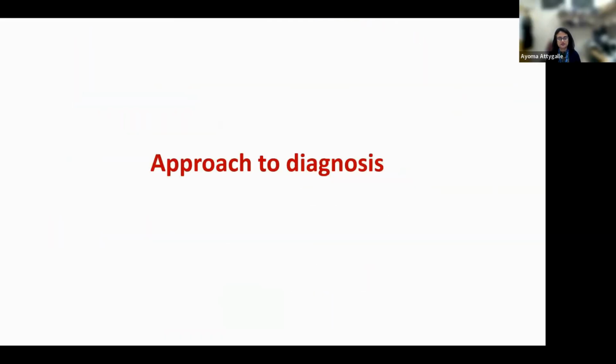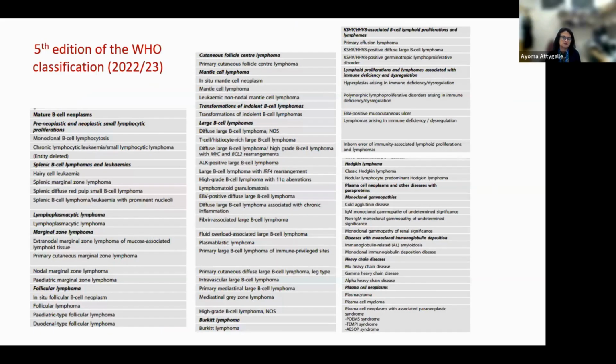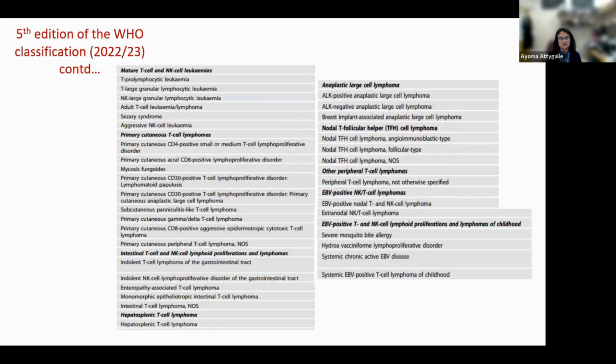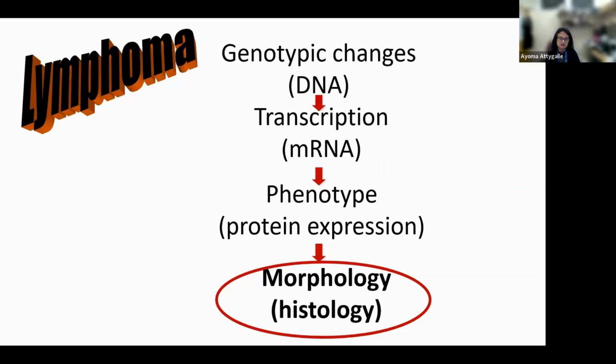So the approach to diagnosis has to be that, if we, as pathologists, have to go through this long list each time we get a case in front of us, this would be very tedious. So in our heads, we should have some way of shortlisting possible diagnoses based on histology. So we'll start with histology.